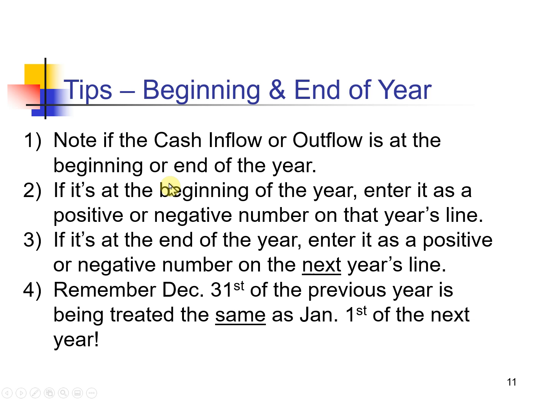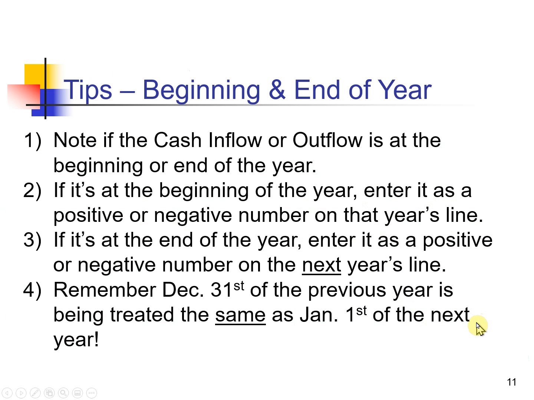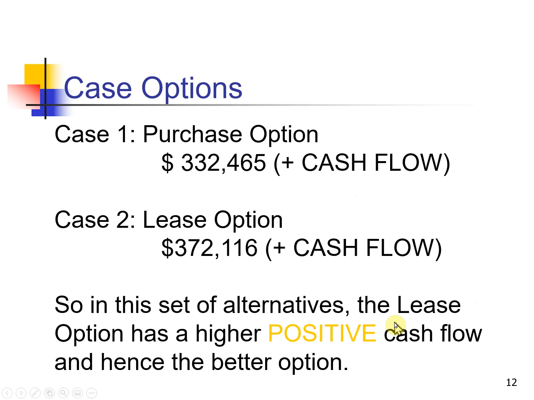Tips. I've already mentioned this. Watch out for beginning and end of year. If cash flow or inflow is at the beginning or the end of the year, if it's at the beginning, enter it as a positive or negative on that year's line. If it's at the end, enter it as a positive or negative on the next year's line. And we should have seen that. So sales during this year, during the first year, are entered on the beginning of the next year's line. That's this right here. And then treat December 31st of the previous year as the same as January 1st of the next year.